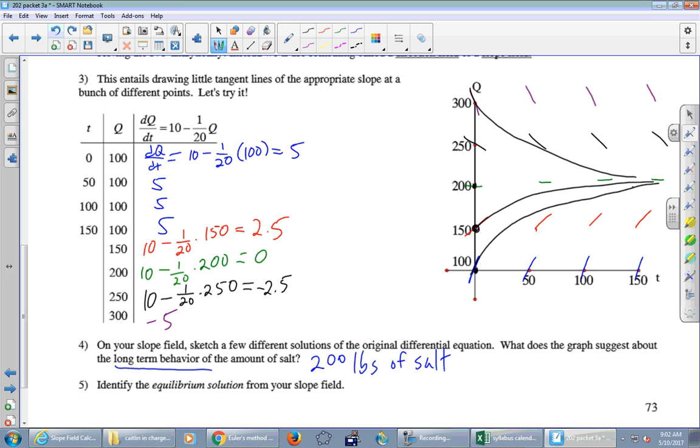So I know this is about salt in a tank, and maybe that's not the most exciting thing. For me, I see other contexts here just looking at this picture. For example, imagine a skydiver. Time is here on the horizontal. Velocity, let's not say velocity, we'll say speed. Let's say miles per hour is here.